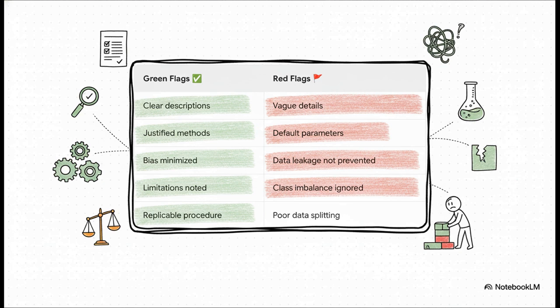And on the right, the red flags. These are the deal breakers. Vague details, using default parameters without explaining why. Remember that quote from earlier? Or just ignoring major issues like class imbalance. Seriously, use this table as your final check before you hit submit. If you're hitting all the green and avoiding all the red, you are in fantastic shape.